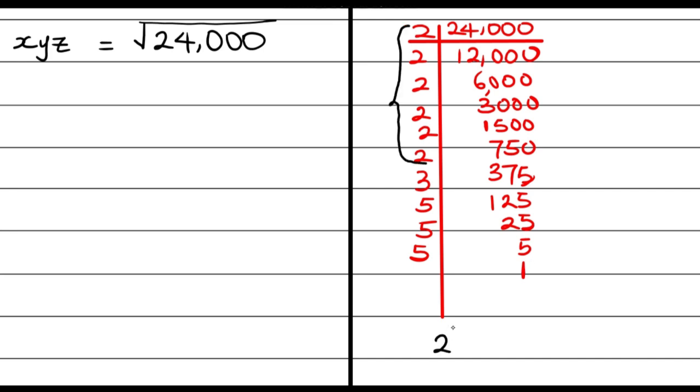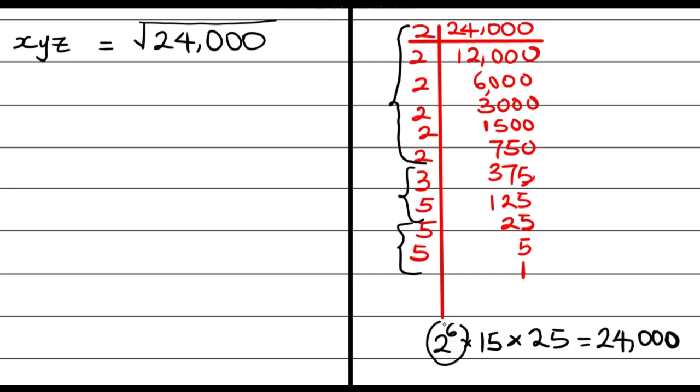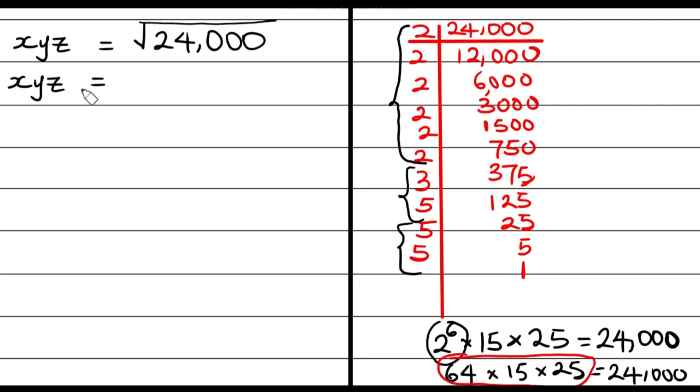That is 2 raised to the power of 6 multiplied by 3 and 5, which is 15. Then we have the last one, which is 5 multiplied by 5, and that is 25. Of course, this is equal to 24,000. And 2 raised to the power of 6 is actually 64. Multiplied by 15, then multiplied by 25 equals 24,000. And this is what we're going to use instead of 24,000. Therefore, my xyz is now equal to 64 multiplied by 15, then multiplied by 25.